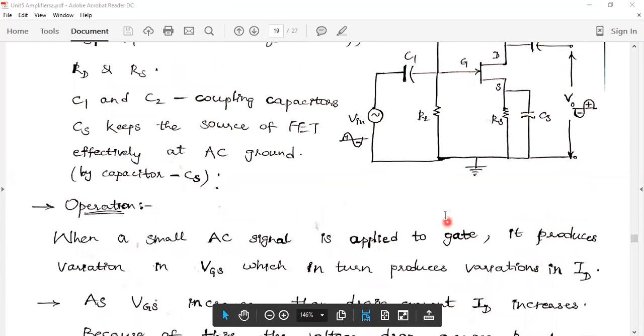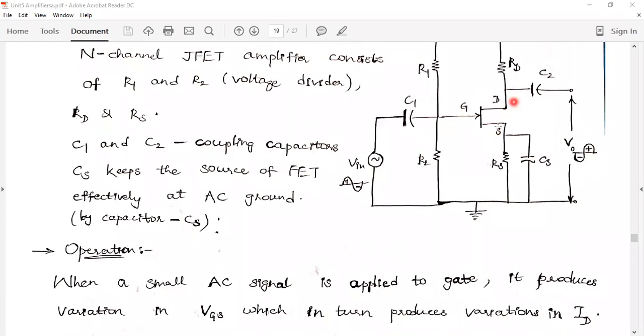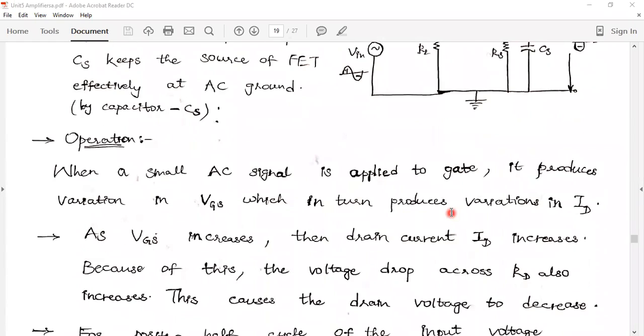If VGS increases, that is, if the voltage at this gate increases, automatically the drain current also increases. Whatever points I am telling here are implied from the CE amplifier. Don't worry, you can read easily by comparing with that. It is the same, only the terminals vary.